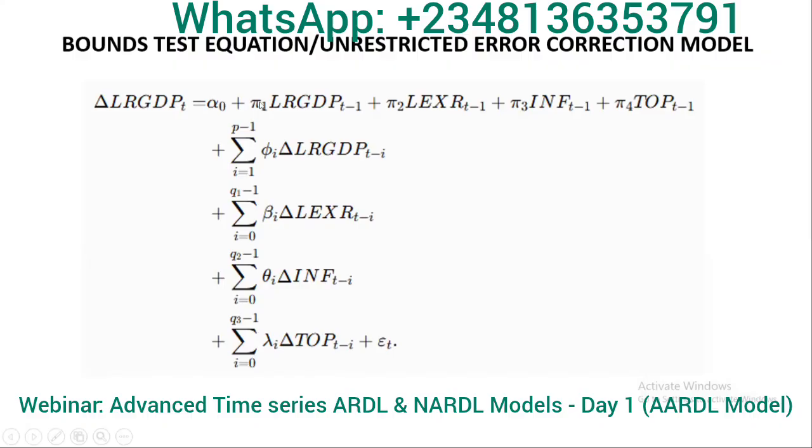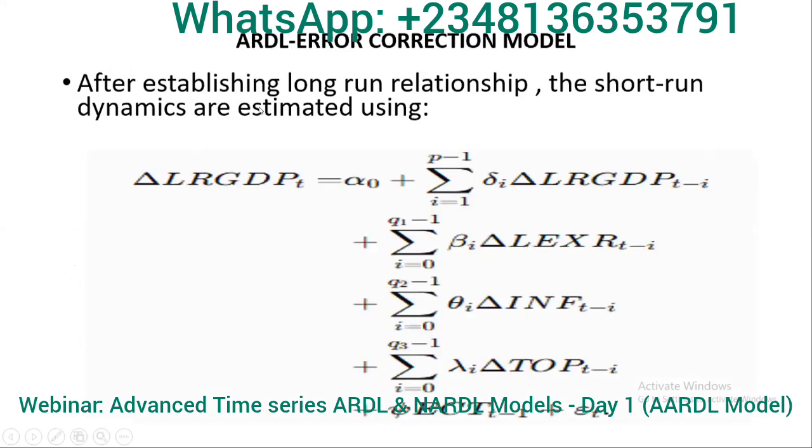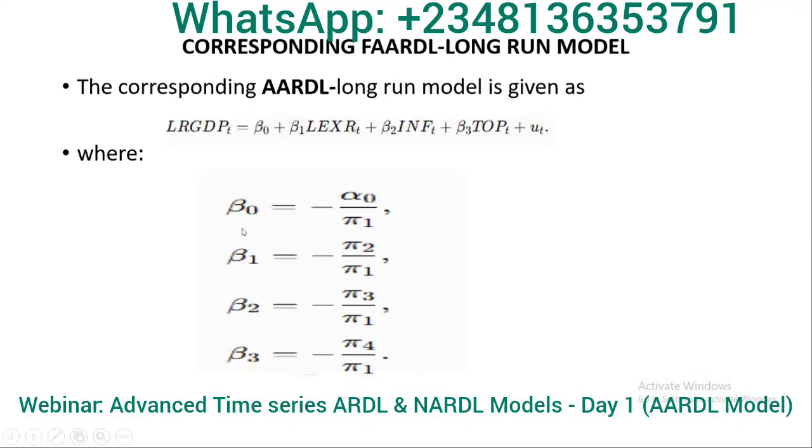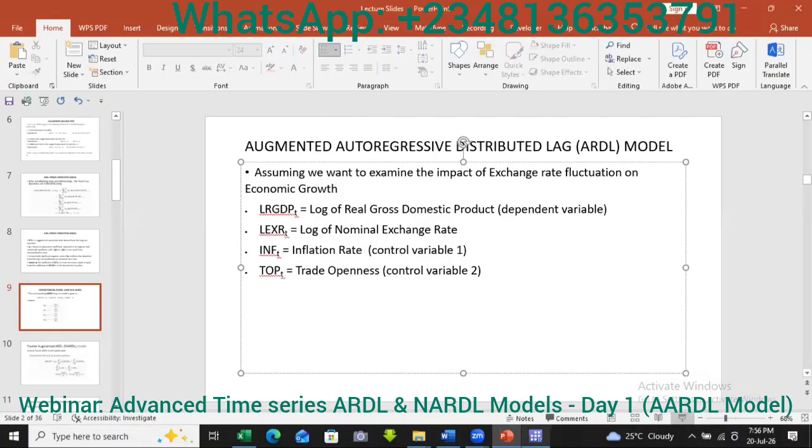So to get the long run coefficients, we are going to divide each of these coefficients by pi 1. To get the long run intercept, it's going to be this alpha naught divided by pi 1. For this one, it's going to be pi 2 divided by pi 1. For this, it's going to be pi 3 divided by pi 1. Then for this, it's going to be pi 4 divided by pi 1. You can see that is all we did here to get the corresponding coefficients for the long run model. So that is about the augmented ARDL model.